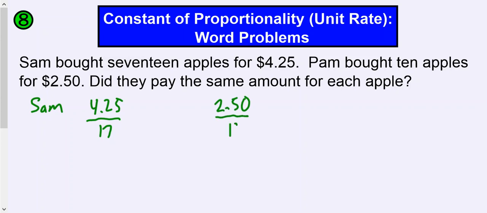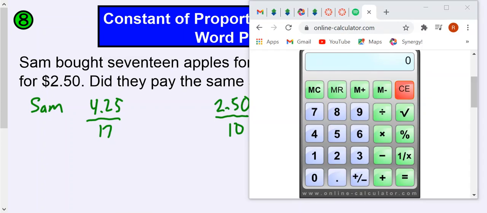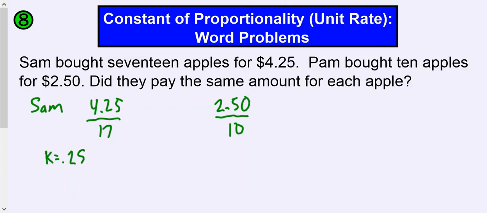Okay, so if we pull up our calculator here, we'll do 4.25 divided by 17 apples, which equals 25 cents. So k is equal to 0.25, so 25 cents per apple.